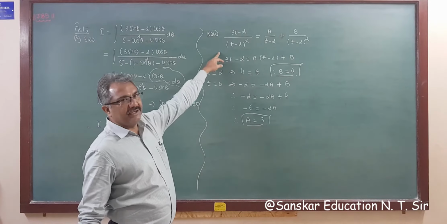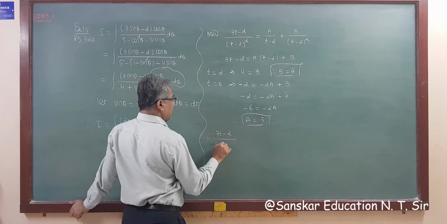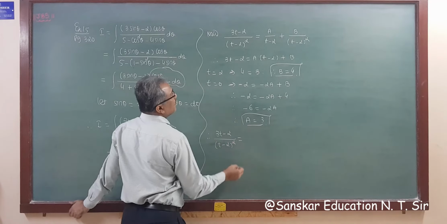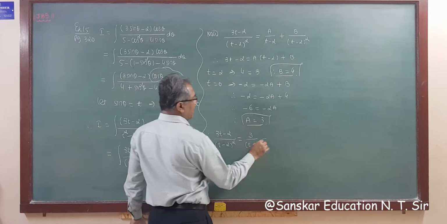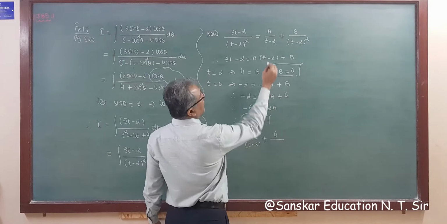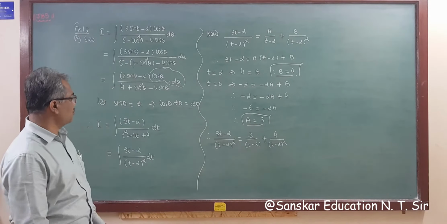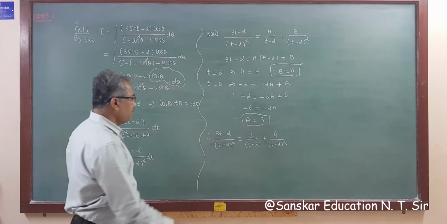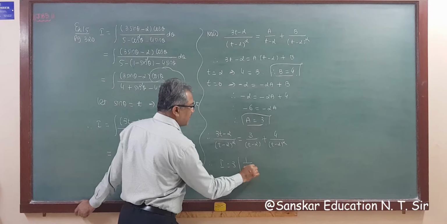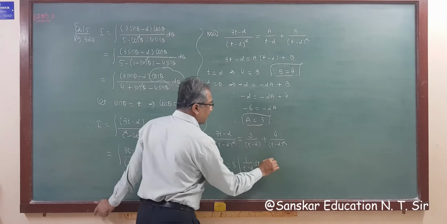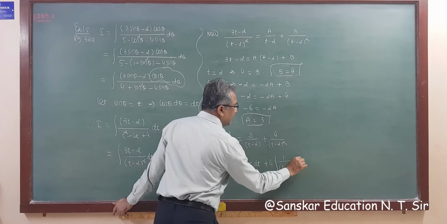So writing the values here, what do we get? Therefore (3t minus 2) whole upon (t minus 2) whole square is equal to A, that is 3 upon (t minus 2), plus B, that is 4, whole upon (t minus 2) whole square, right? Now integrating, I is equal to 3 constant, this is the integration of 1 upon (t minus 2) dt, plus 4 into the integration of 1 upon (t minus 2) whole square dt.